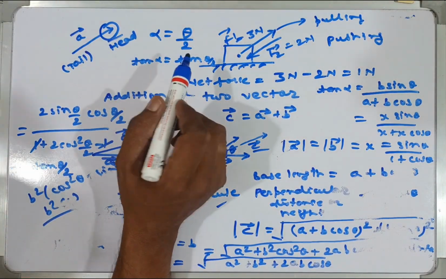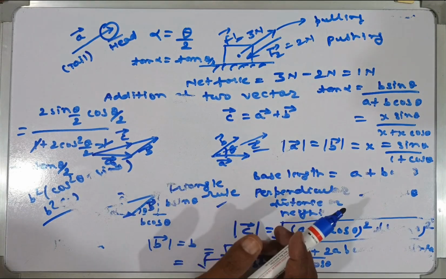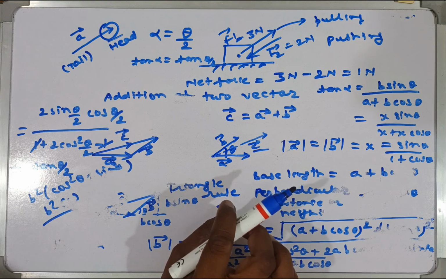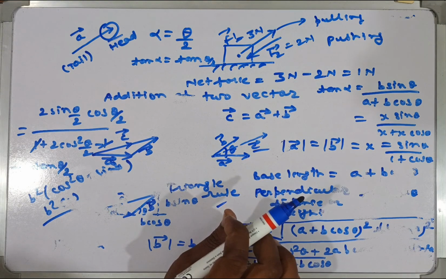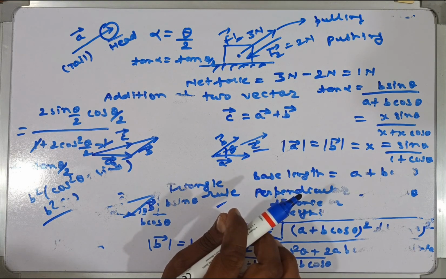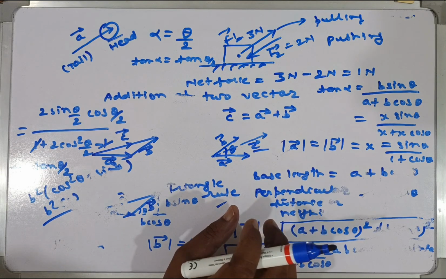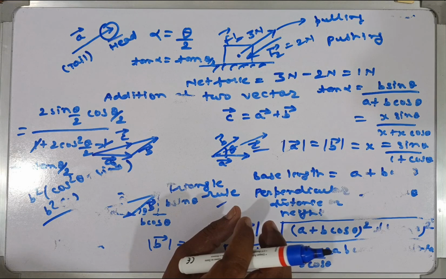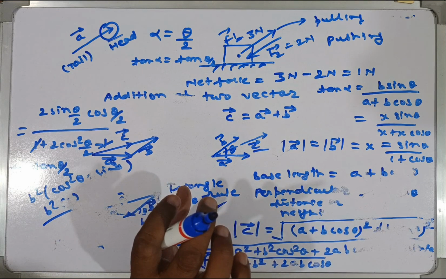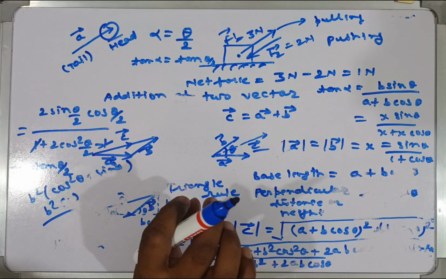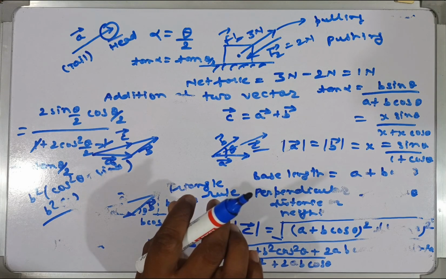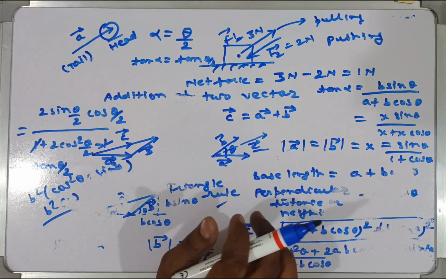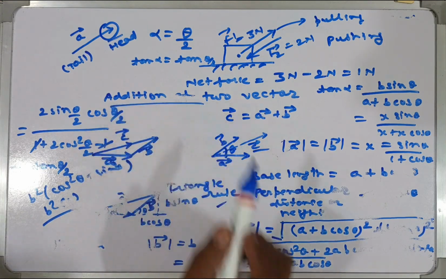So for objective or examination purposes, when there are two vectors whose magnitudes are the same and which make an angle of theta between them, then the resultant vector's angle will be theta by 2. Okay guys, so this is for addition.